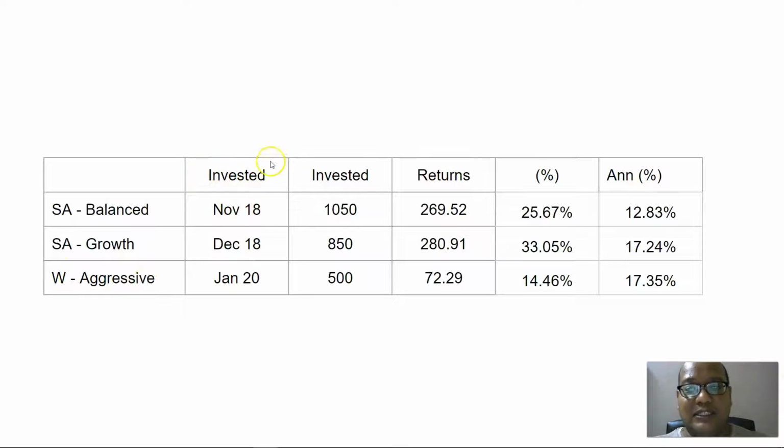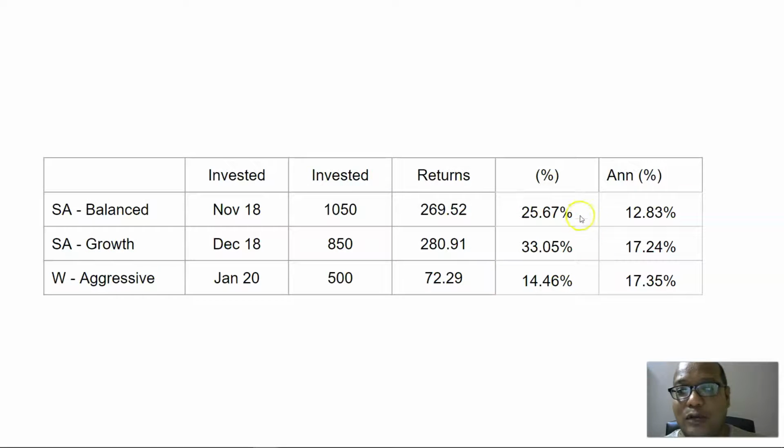This is when I first invested in all of these funds. For StashAway Balanced, I invested in November 2018. The StashAway Growth, I invested in December 2018, and Wahid, I invested since January 2020. The amounts I invested are as follows, and these are my returns in Malaysian ringgit. If I take these returns and divide them by the amount invested, this is the percentage gain for each portfolio. Again, one of the reasons why I'm doing this is to compare all of these funds.